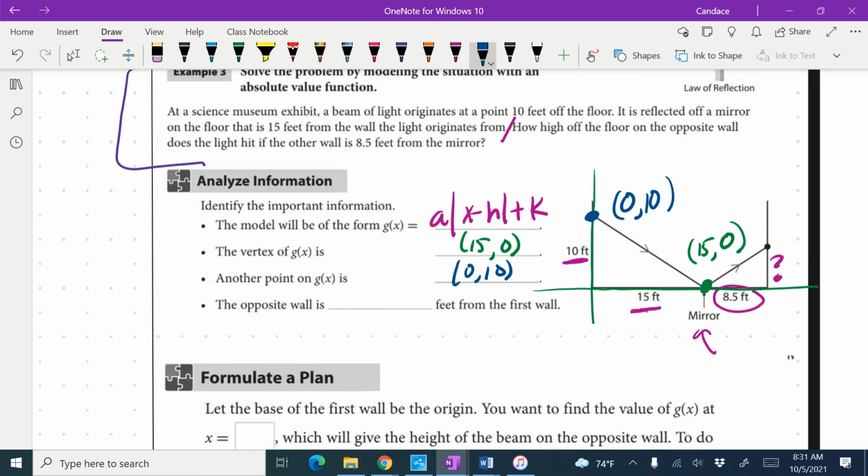All right, then they did ask us how far the opposite wall is, blank feet from the first wall. What am I going to do to figure out the distance from here to here? Yeah, 15 plus 8.5 equals how much? Good.